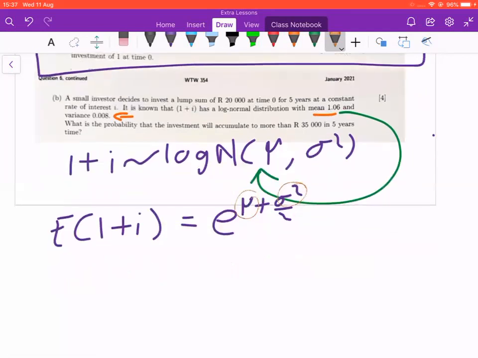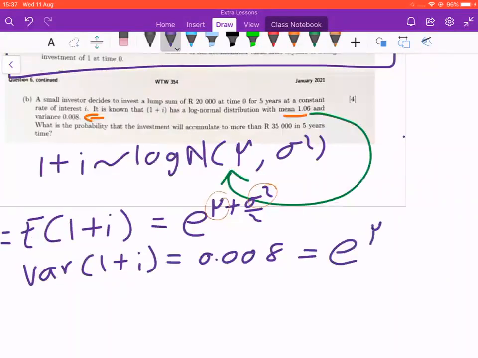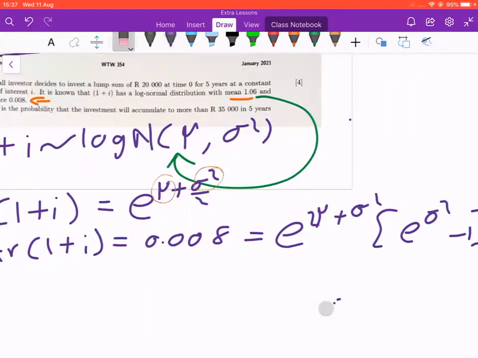So anyway, first of all, you will need to find your sigma squared and your mu. The expectation of 1 plus I is going to be 1,06, and the variance of 1 plus I is going to be equal to 0,008. It's going to be equal to e to the power of 2 mu plus sigma squared, times e to the sigma squared minus 1. And then you're going to solve for the mu and sigma squared.